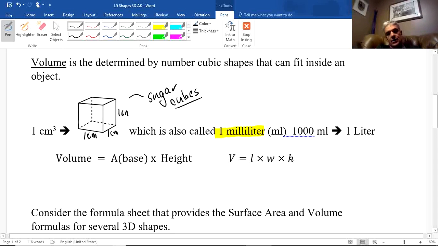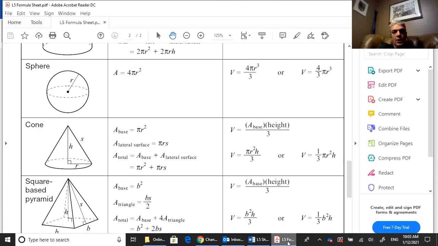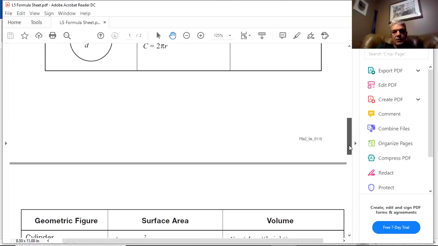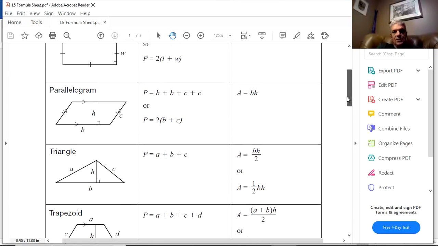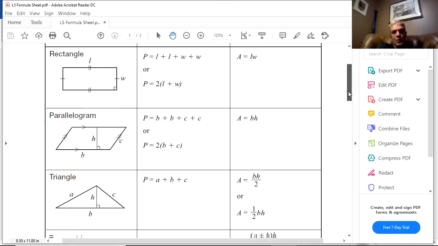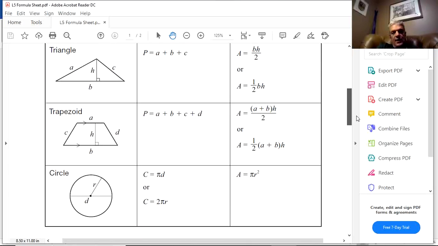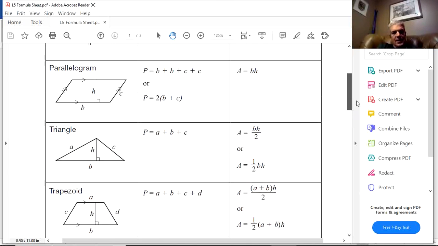Now, there's a lot of different shapes that we can look at, and I'm going to show you essentially the formula sheet that's given to grade 9. So you're not asked to memorize all of these formulas. This is a formula sheet, and just to show you, the top half shows you the perimeter and area of two-dimensional shapes. So we have rectangles, parallelogram, triangle, trapezoid, and circle. They don't put rhombus or kite on here, although I kind of like them.